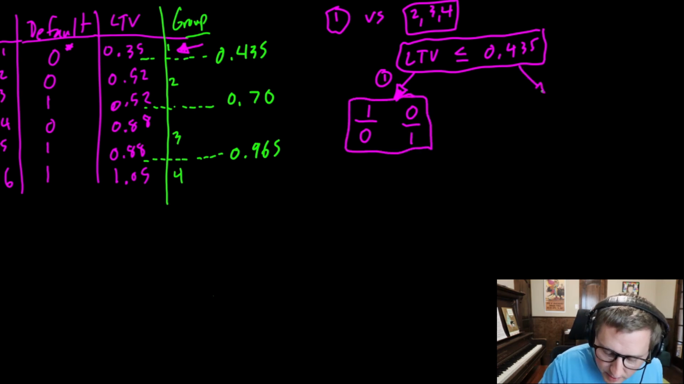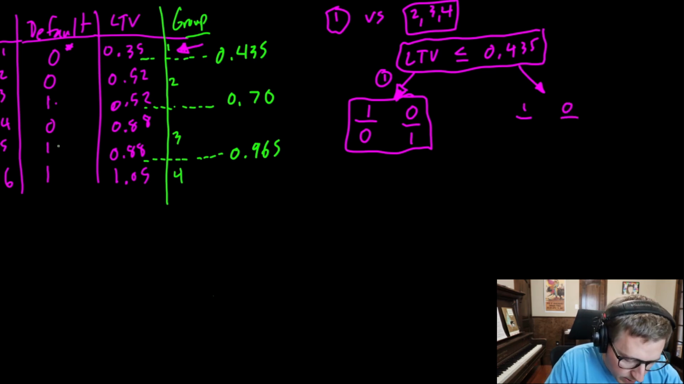And then this other piece here, the other side we're going to test to this rule is anything greater than an LTV of 0.435. And if you look again here on this column right here, we can count and say, okay, how many ones do we have? Well, we have 1, 2, 3. So we'll put 3 here. And then how many zeros do we have? We have 1, 2. So we're going to put 2 here.